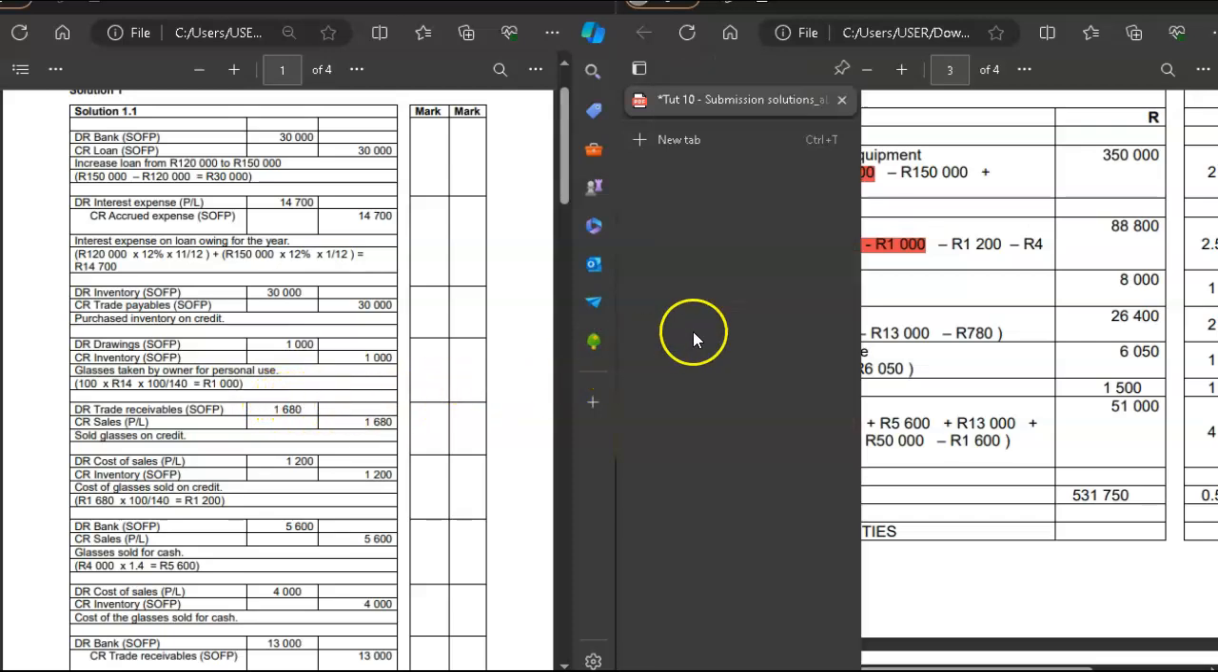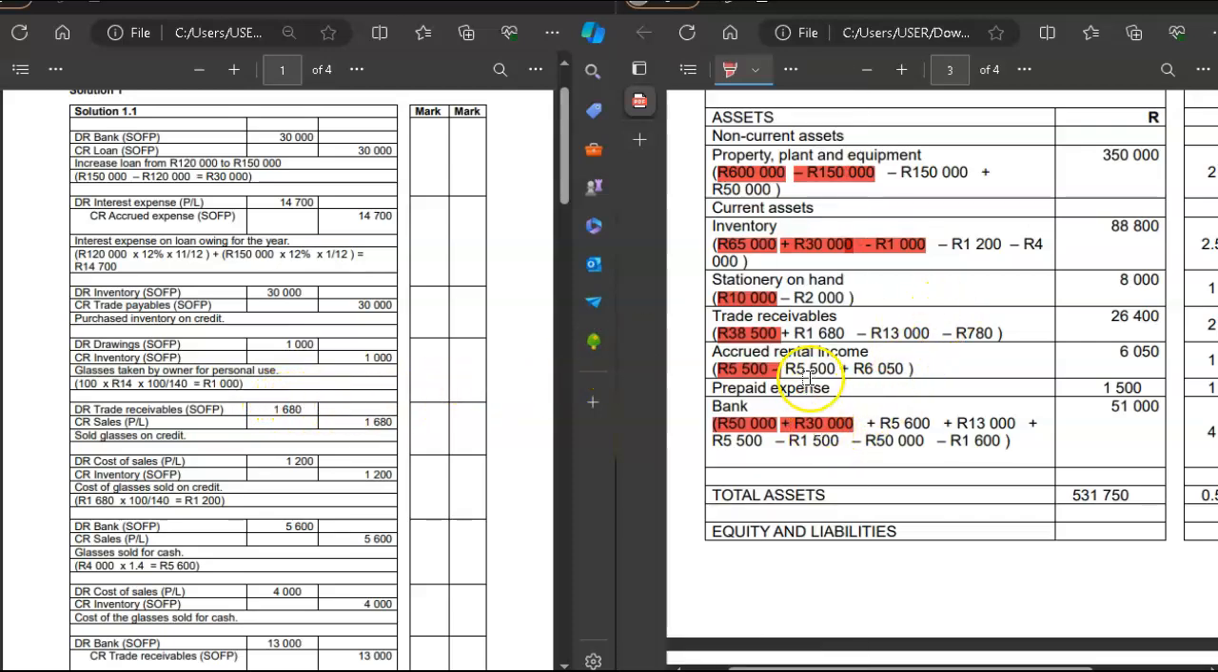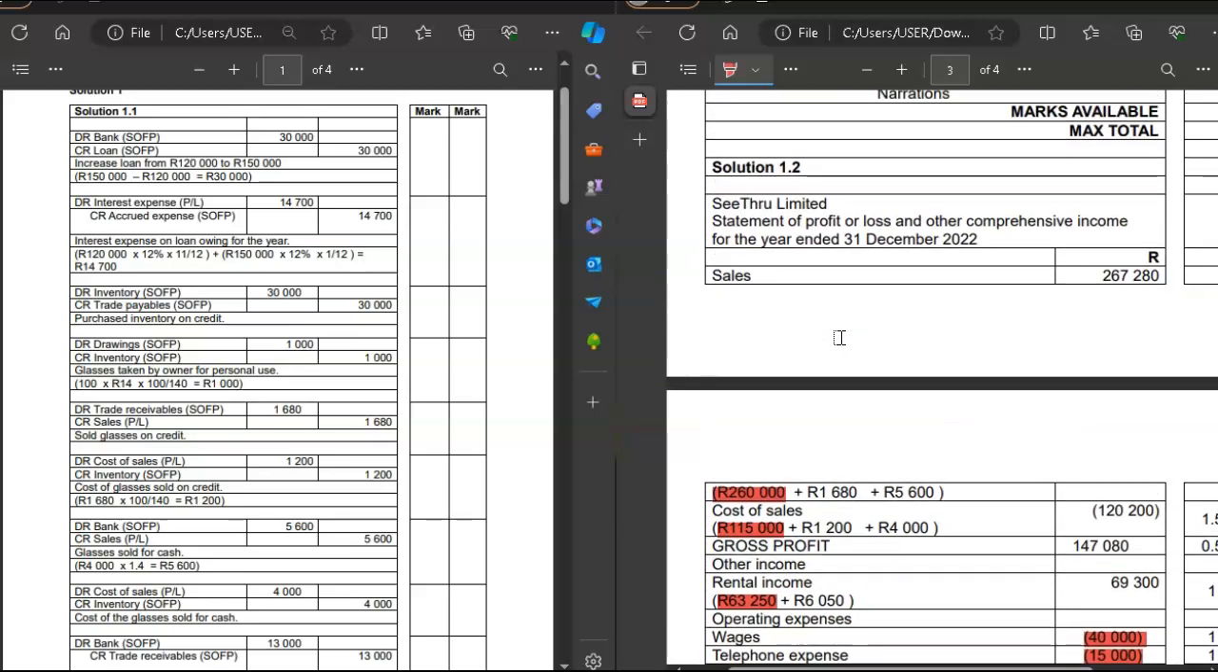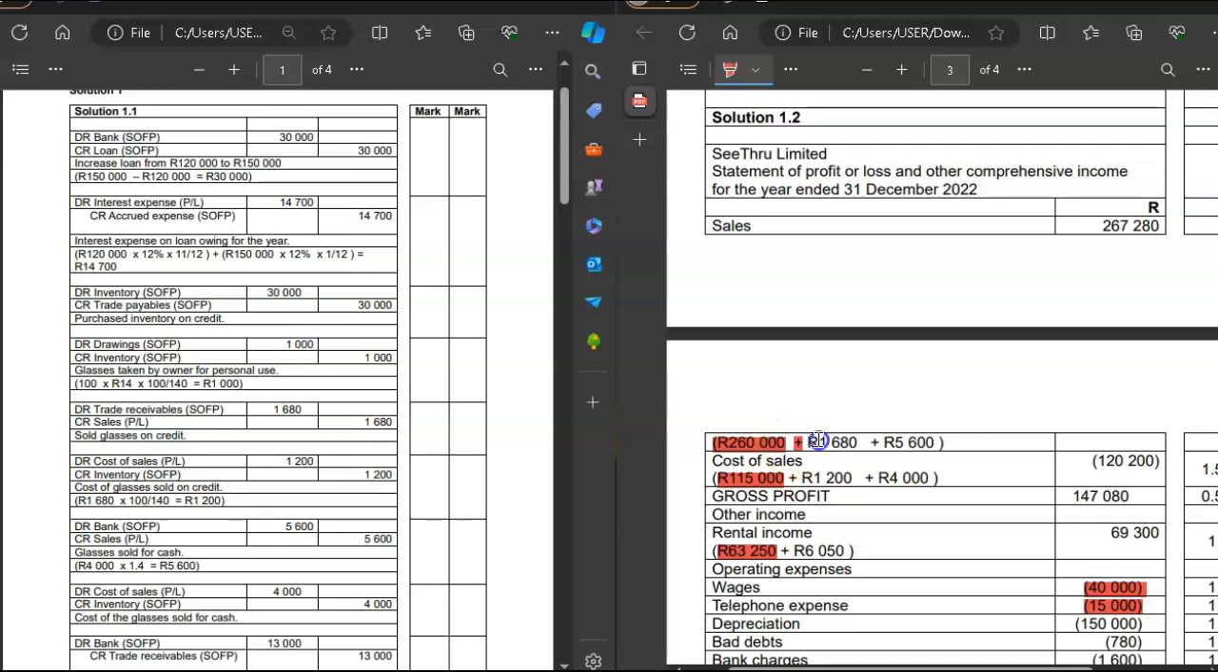You're increasing it by 1,680. Trade receivables, where is it? Where are you? Here we go, 1,680. Credit sales, crediting an income, that means sales are increasing. So your sales, there we go, 1,680. So you see how easy it is when you do both one time?